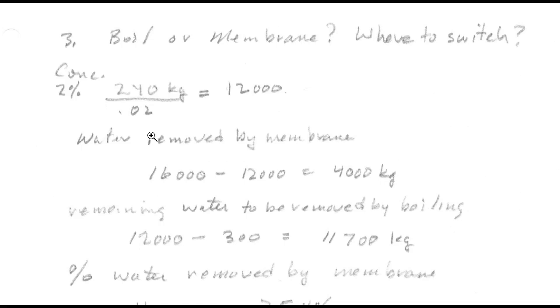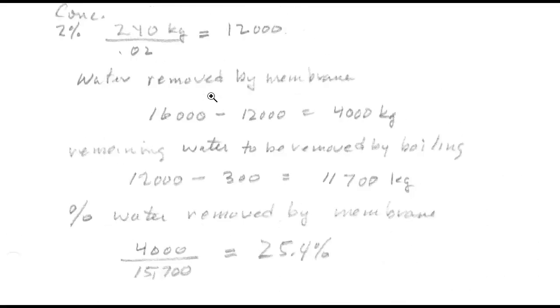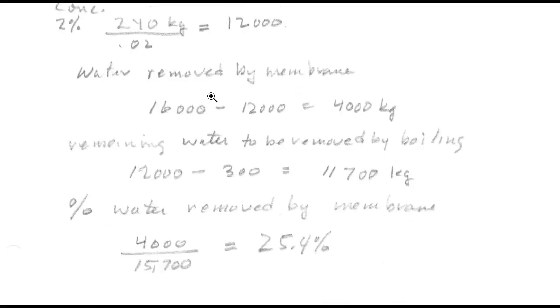So with the membrane concentrating from just 1.5% to 2%, we've already eliminated 4,000 kilograms of boiling. So the remaining water to be removed is still substantial. 12,000 minus 300 is 11,700. So by this method, we're going to look at how much water has to be removed at various concentrations. I'm jumping around here a little. The water removed by the membrane at 2% is nearly 25%.